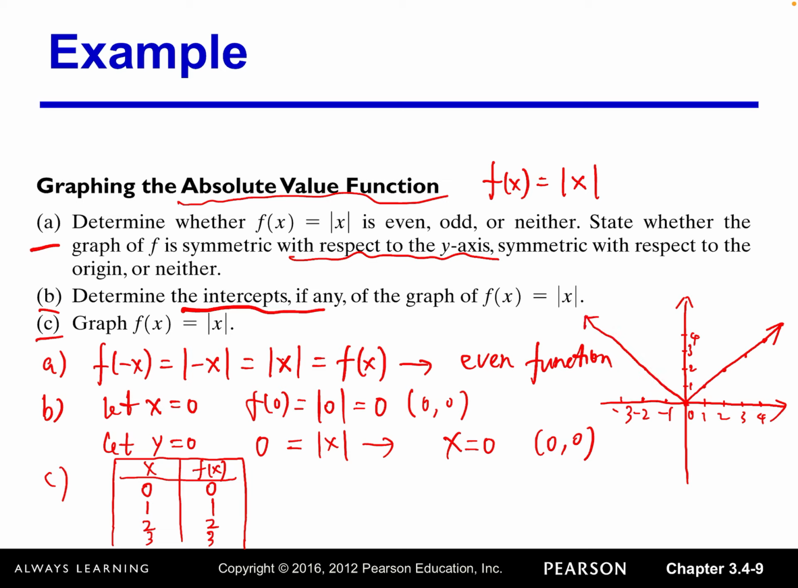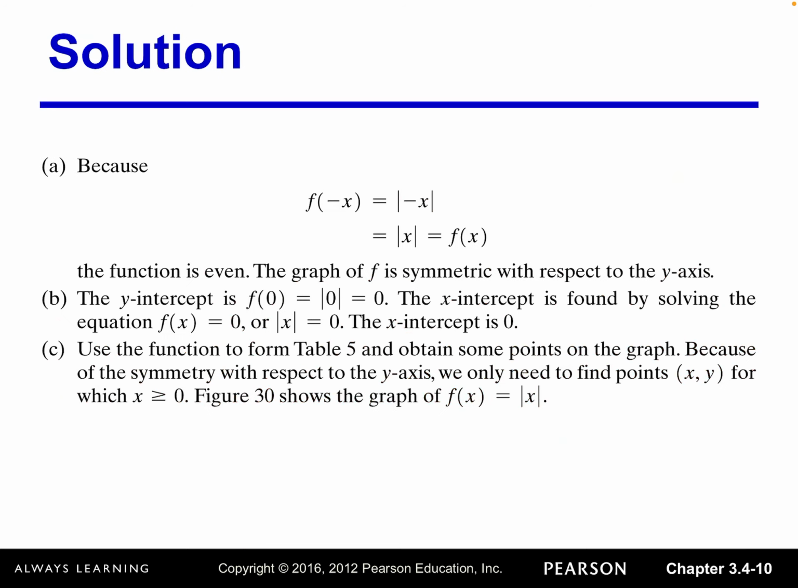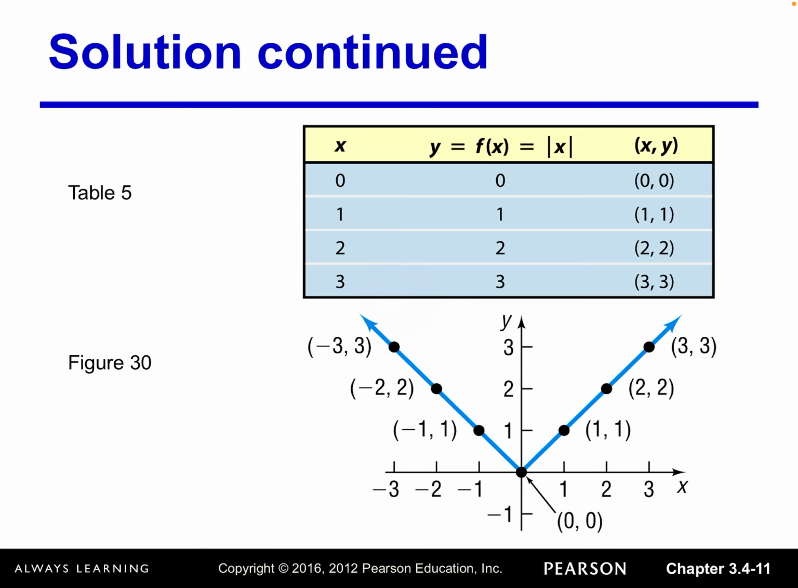That's the absolute value function's graph. It's like a V-shaped, okay? It's the V-shaped. You can remember, okay? Absolute value function's graph is a V. All right, this is a more accurate graph.